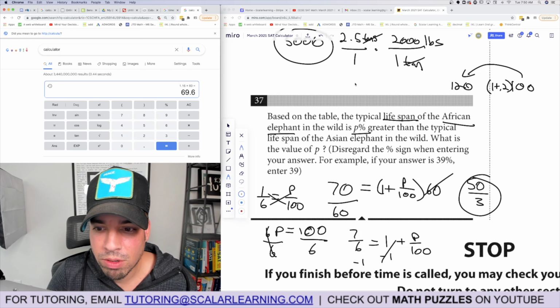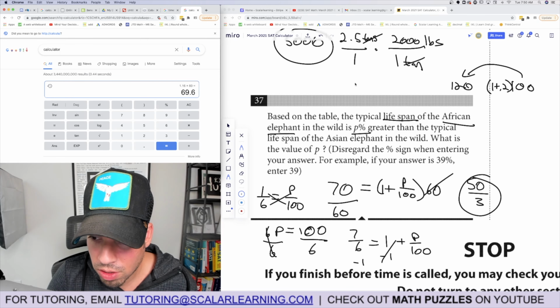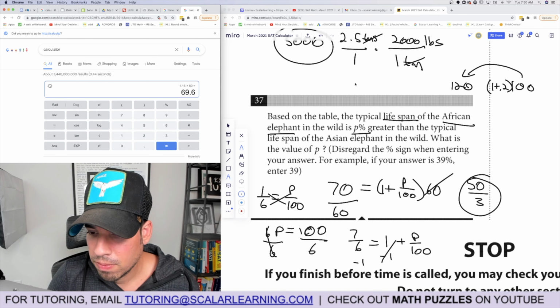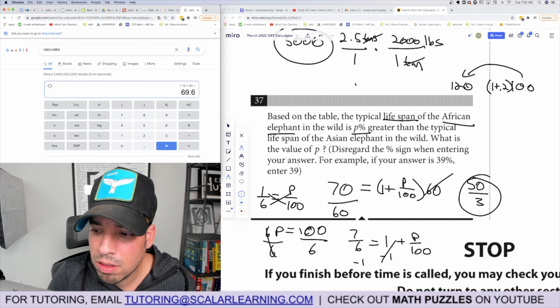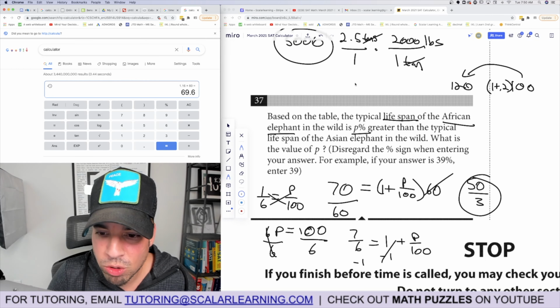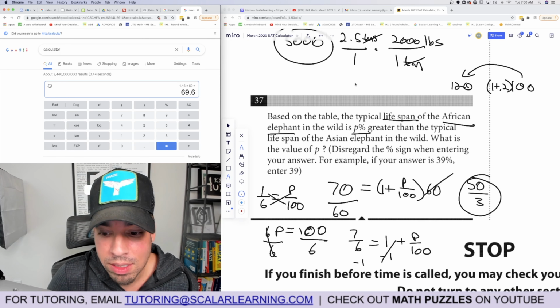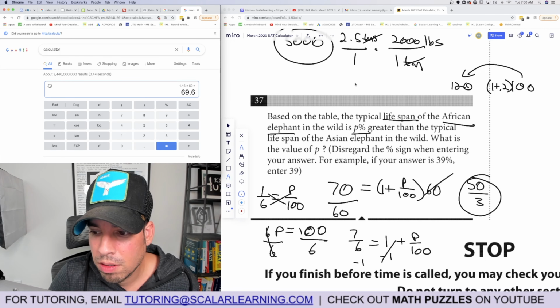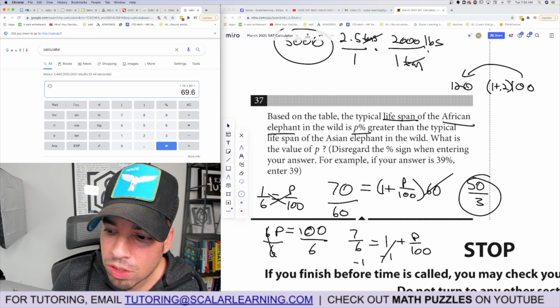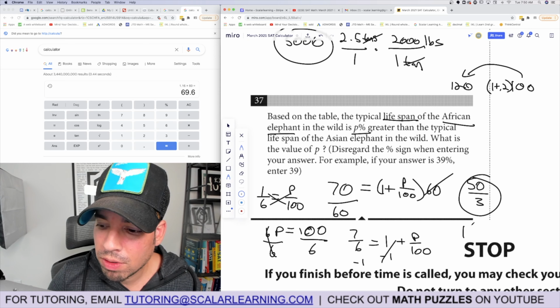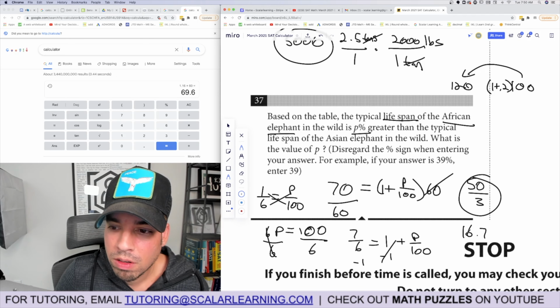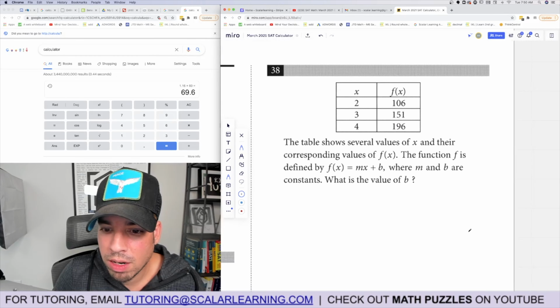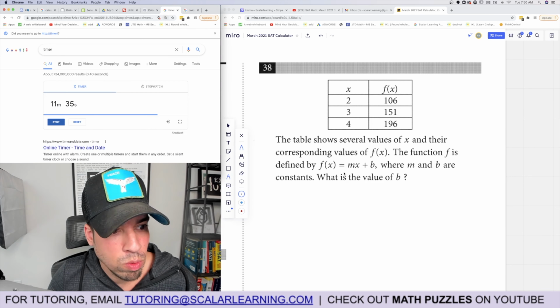Based on the table, the typical lifespan of African elephant is P% greater than the typical lifespan of an Asian elephant. It is, so that's 1/6. 1/6 is 16.666 repeating. What is the value of P? Yeah, I'm rolling with 50/3. I'm just going to write 16.7 as the other option, just so we have it down when we're checking the answers. All right, 38 for the final one, 11 minutes.